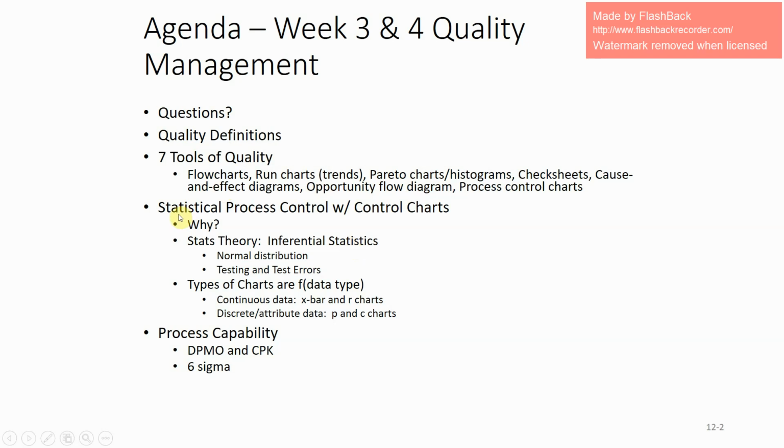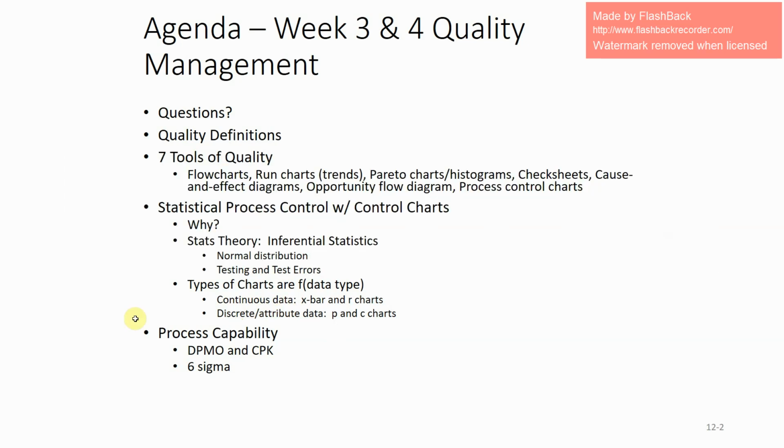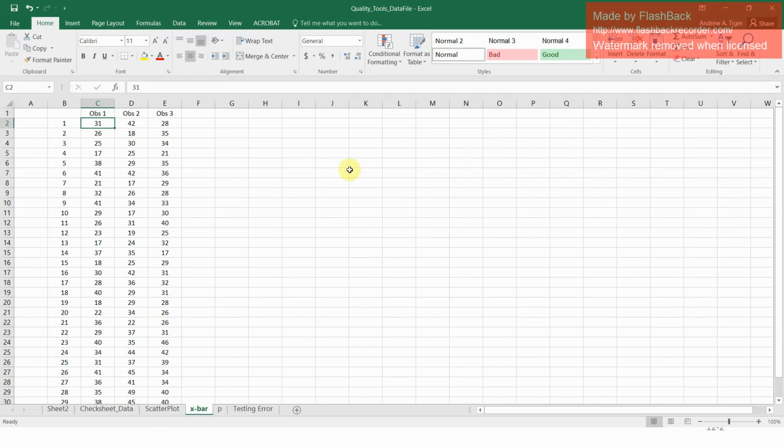Okay, this video is about statistical process control charts, and this is how you construct xbar and R charts. We're going to be constructing these because the data that we have is continuous data. So what we have in our xbar worksheet is some tread wear. This is looking at tires.